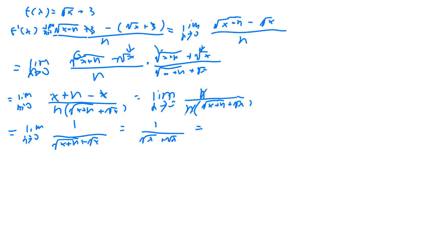And then that tells us that our derivative of the square root of x is going to be 1 over 2 square roots of x. And that's the correct answer. So we're using the concept of limits. We're applying it to the difference quotient. We take that limit, and that gives us the derivative.